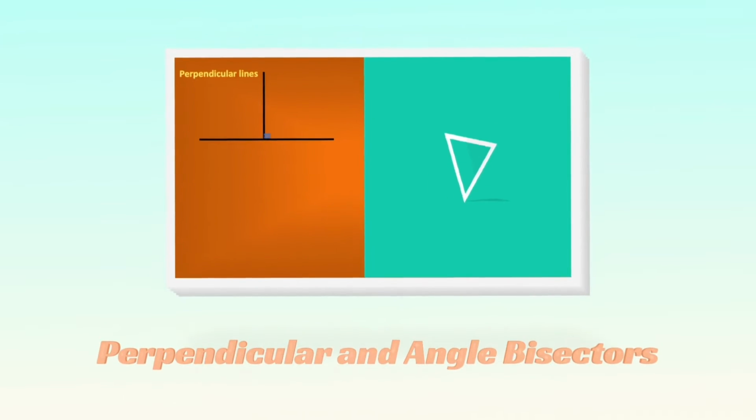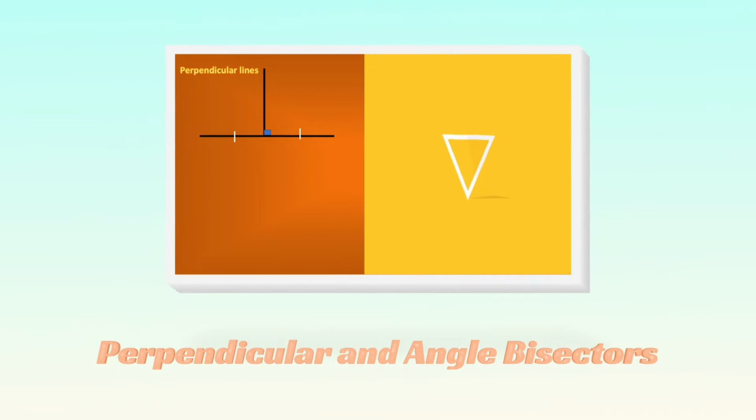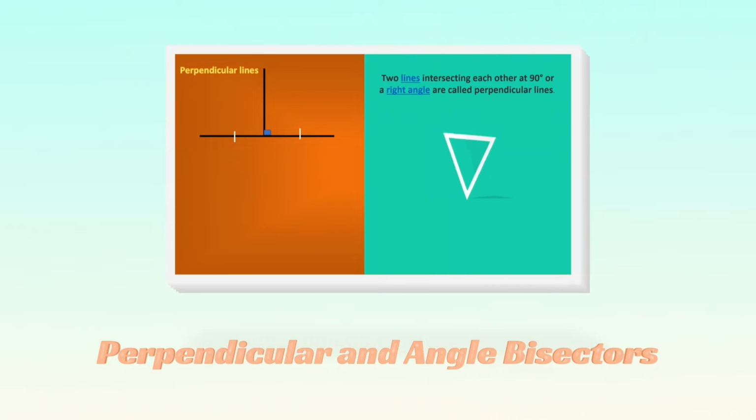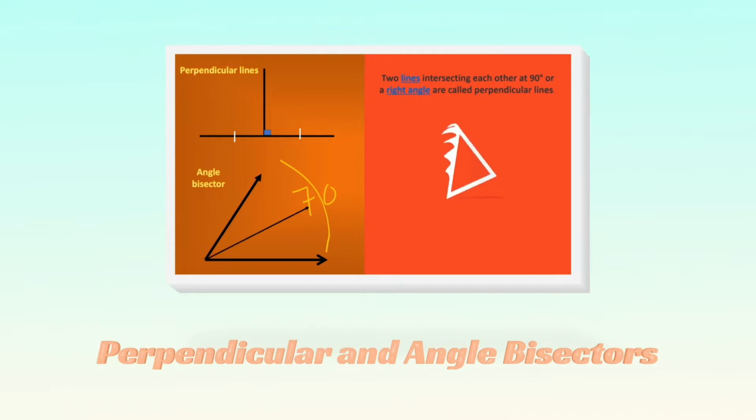Perpendicular and angle bisector is our topic for today. First, perpendicular lines are two lines intersecting each other at 90 degrees, or a right angle. An angle bisector is a line that splits or divides an angle into two equal angles.